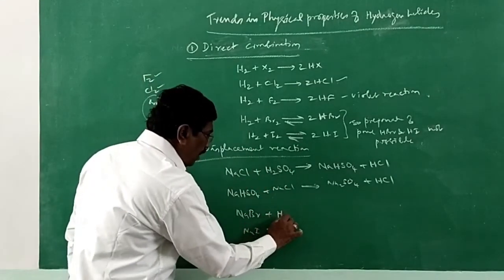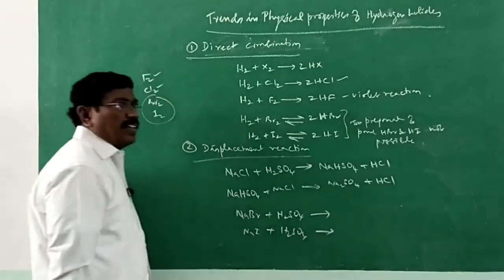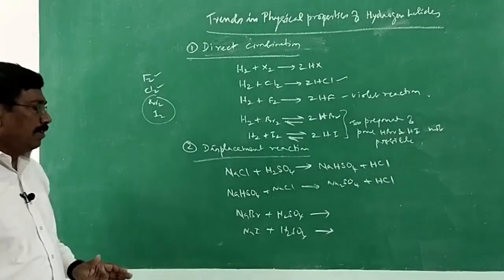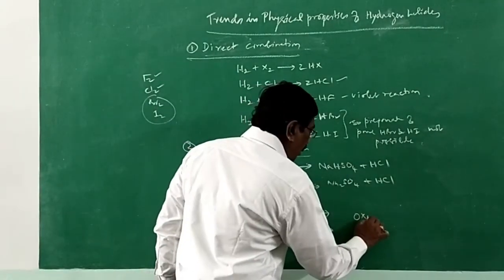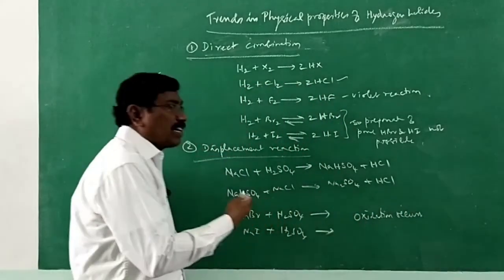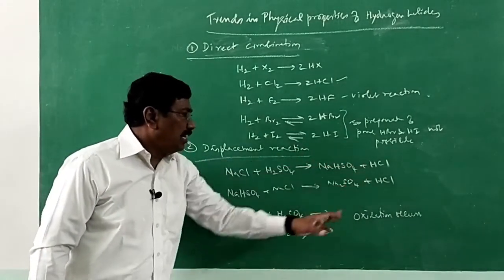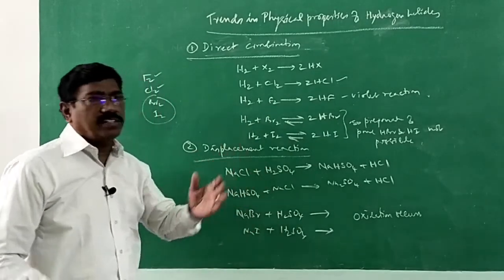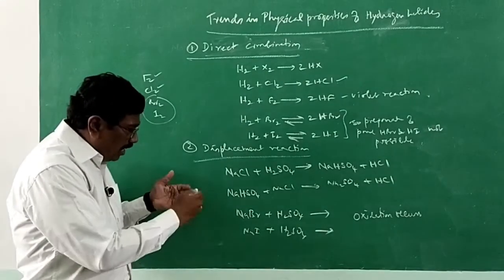If we try to prepare these, what is happening? Instead of producing HBr and HI, they get oxidized into bromine and iodine. So oxidation occurs. HBr and HI will be oxidized by sulfuric acid. That reaction we will be seeing. So HBr and HI cannot be prepared.